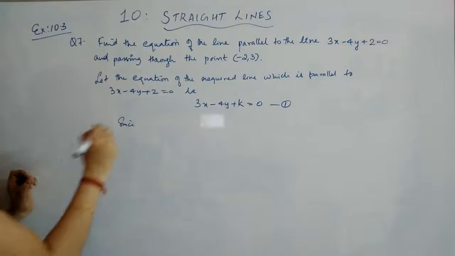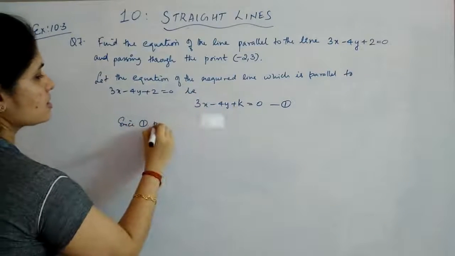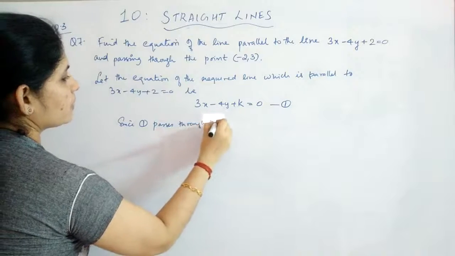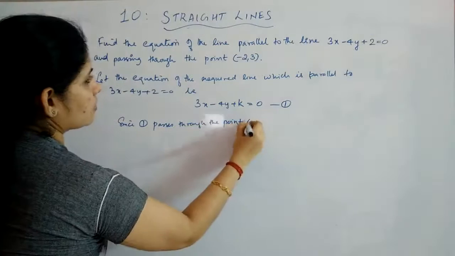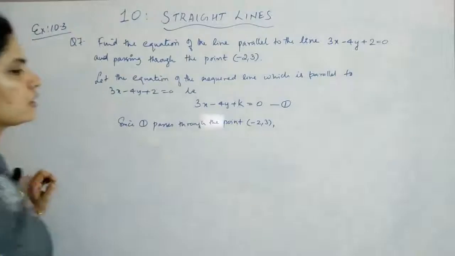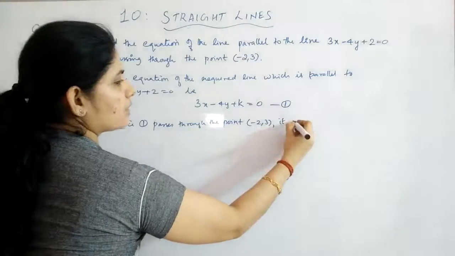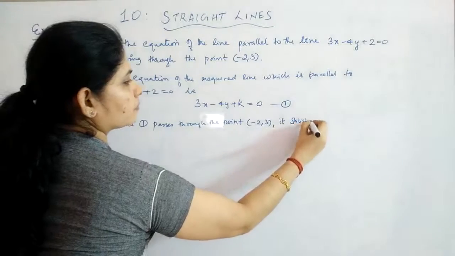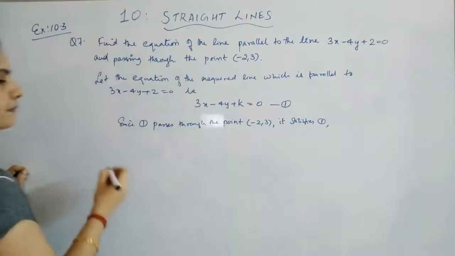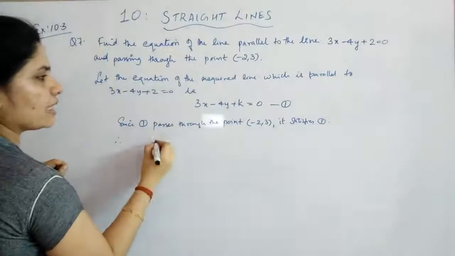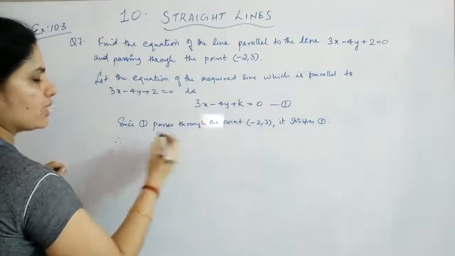Since equation number 1, that is this line, passes through the point minus 2 comma 3, it satisfies equation number 1. It means the point satisfies equation 1. Therefore, you can just replace the value of x and y with minus 2 and 3.